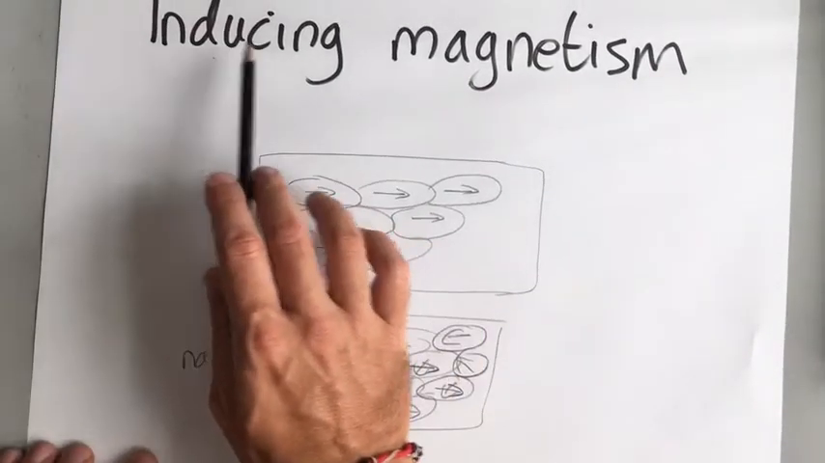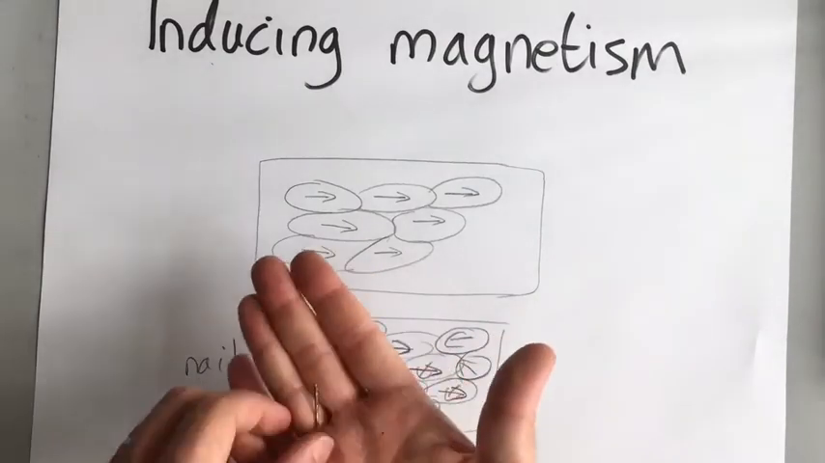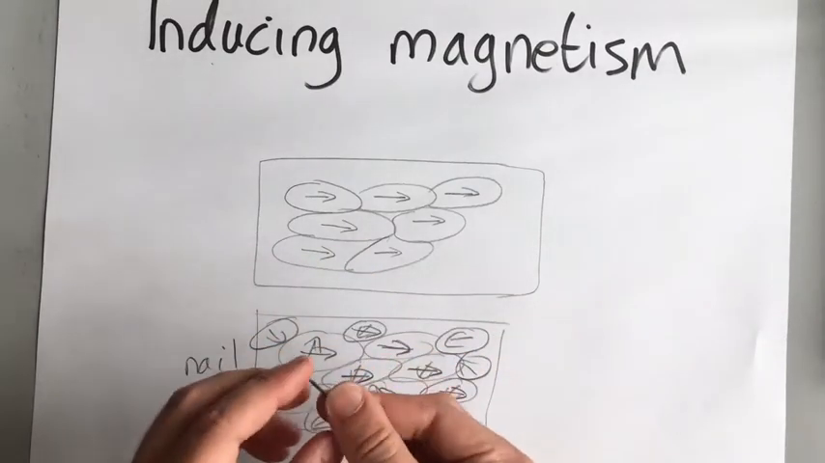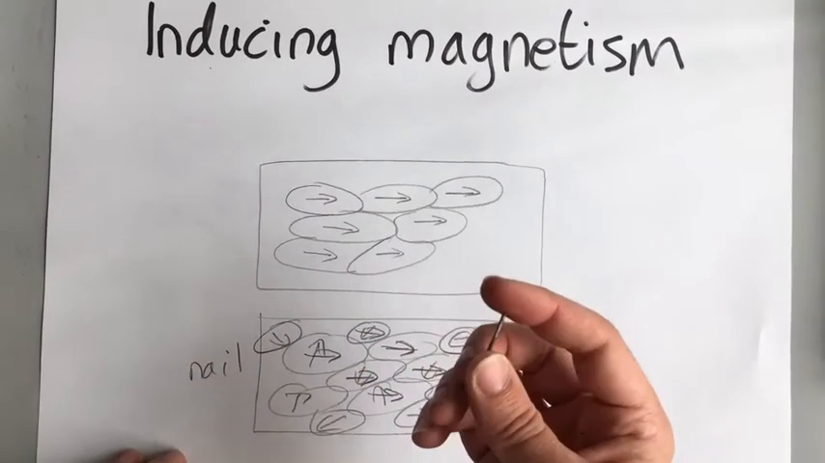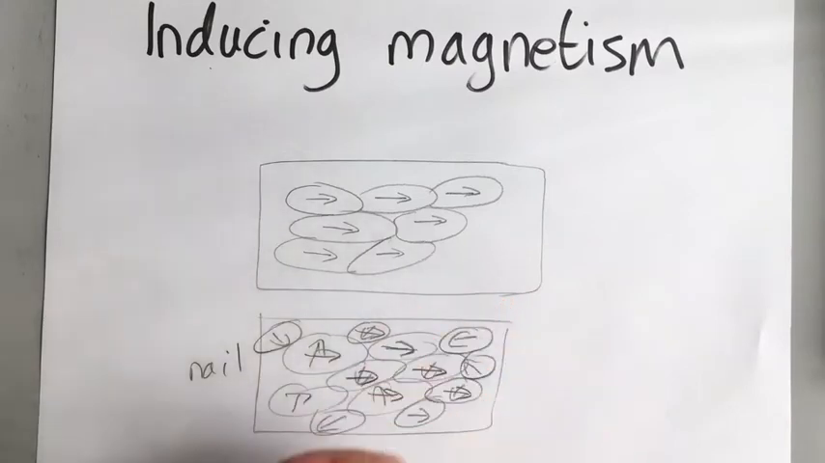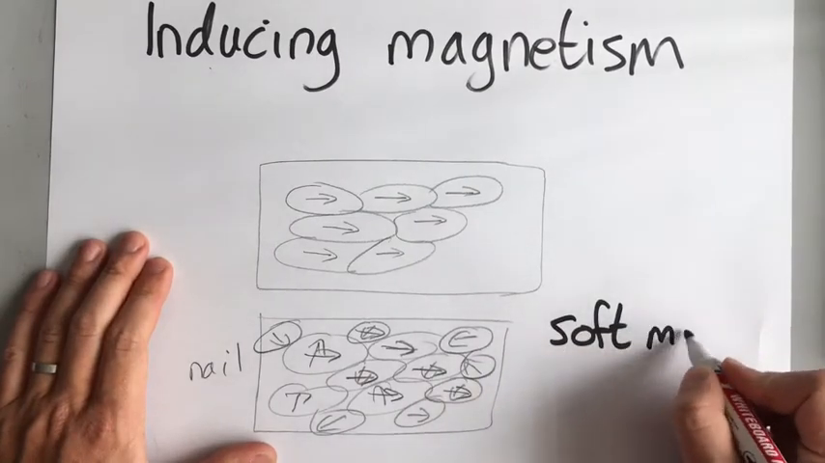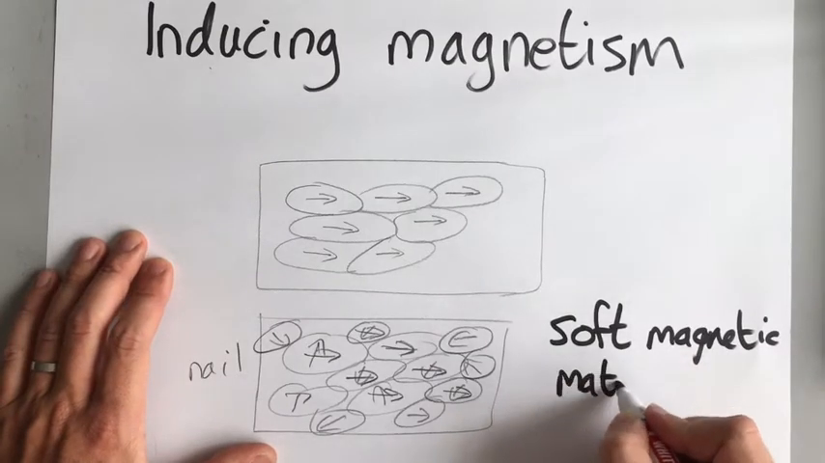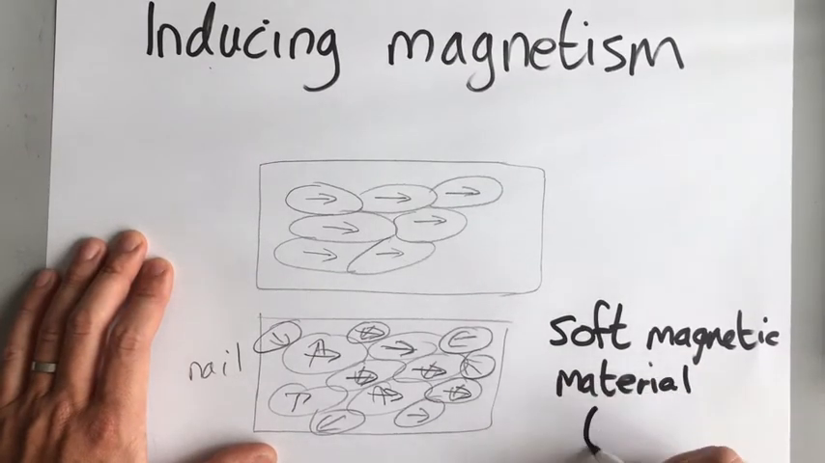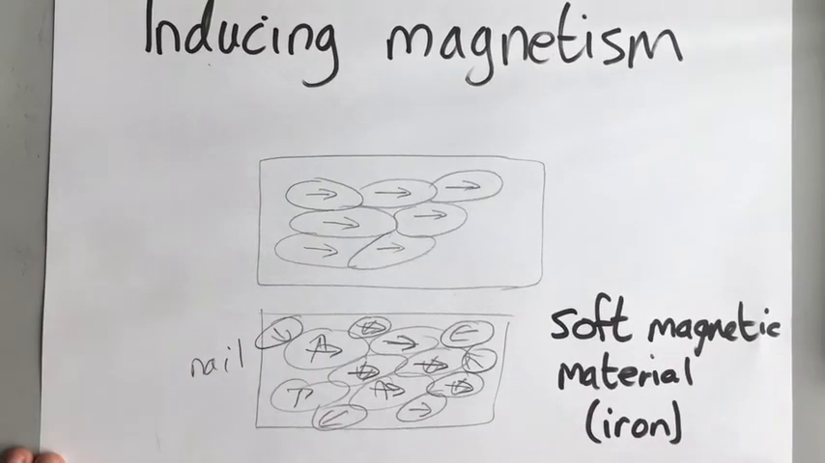So when we're talking about inducing magnetism, what we're doing is turning all of the small grains of magnetic material inside this iron nail and making them all face the same way. So it very temporarily turns into a mini magnet. Now what we call that is a soft magnetic material. And iron is a very good example of a soft magnetic material.